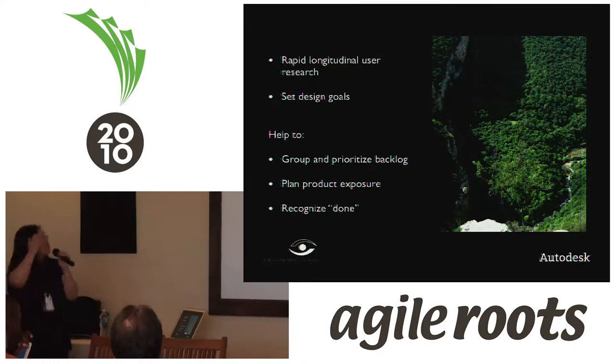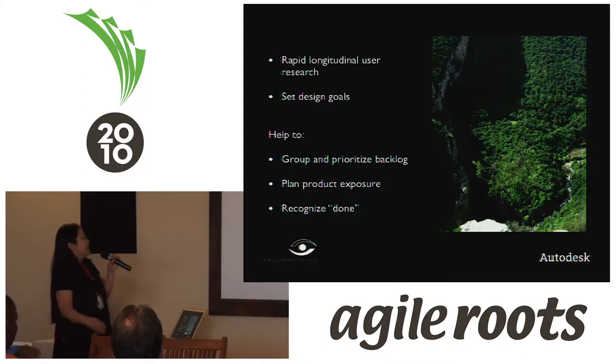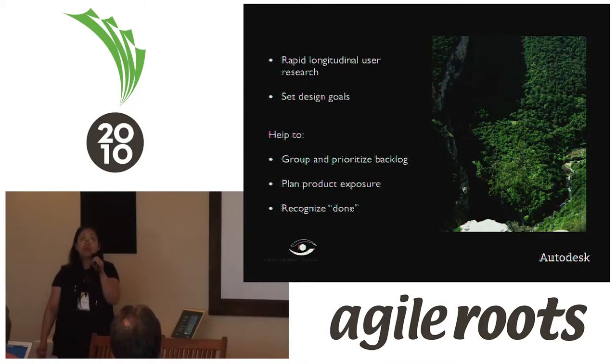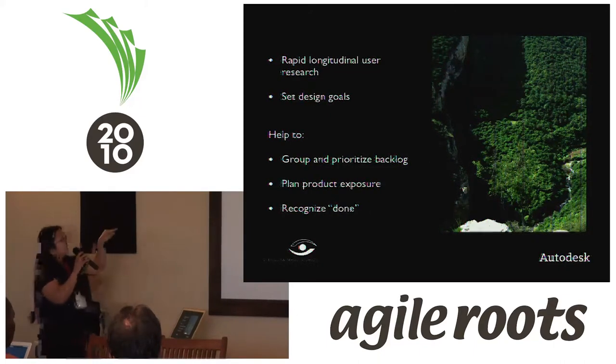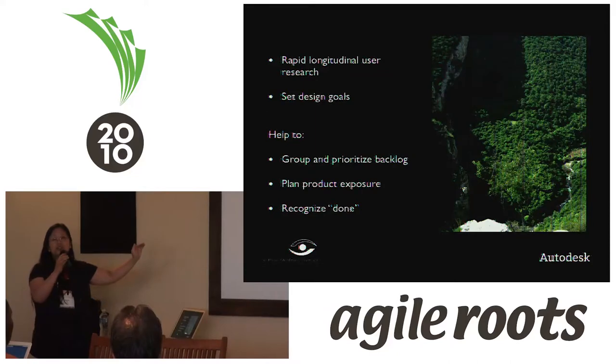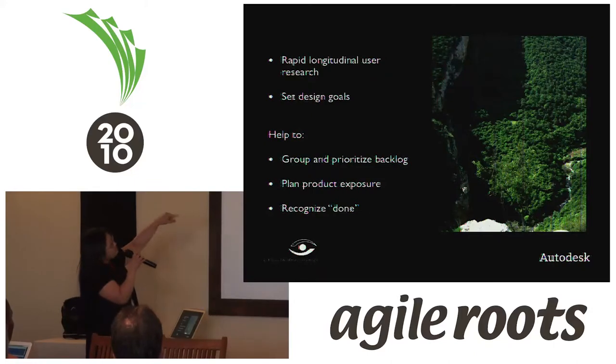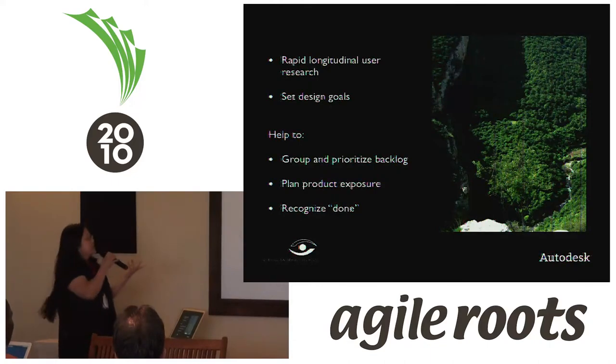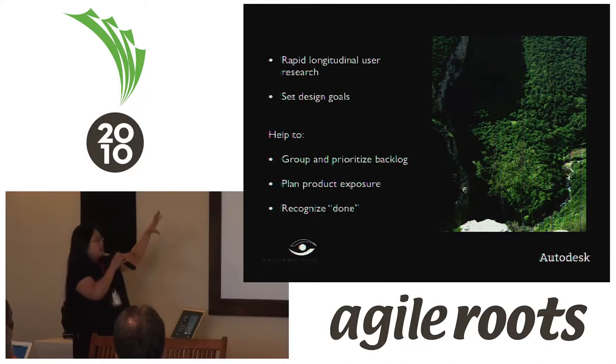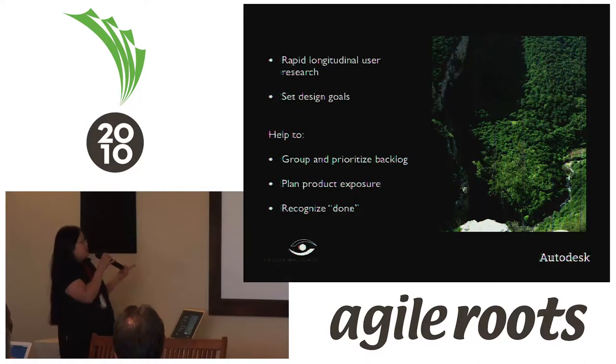So these activities are things like, just as we figured out how to do usability testing rapidly in such a way that it fits inside 2 week chunks, we figured out a way to do rapid longitudinal research that fits inside 2 week chunks. That's a whole other talk, sorry. And we want to be able to set design goals so that we understand where we're going and when we're done. And we want to help group and prioritize the backlog as we're going along, plan the product exposure and recognize done.